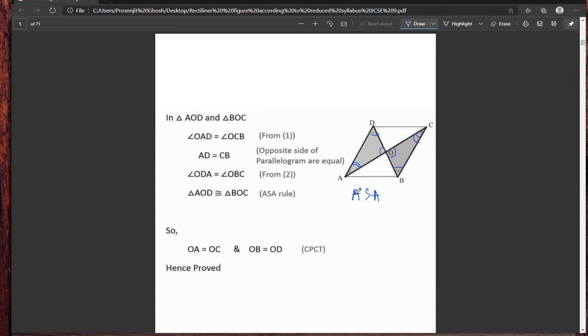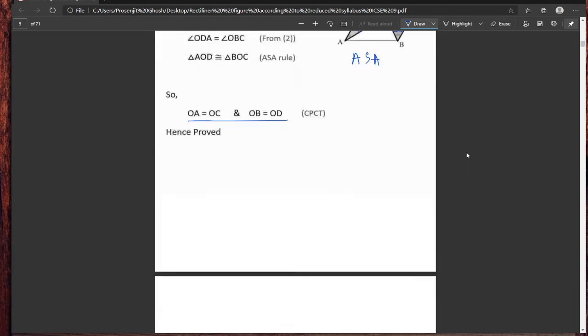Alright, so that means the sides should be equal to each other. We learned the congruency method, and this side should be equal to this. And that is how, by simplicity, you can say that these sides are equal. Alright, so we just learned this one.